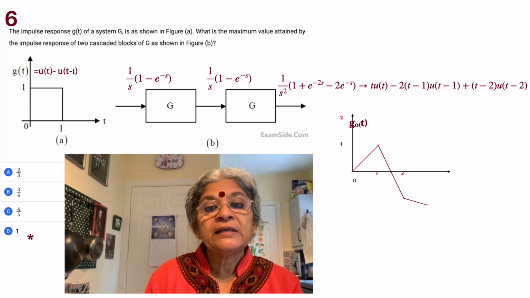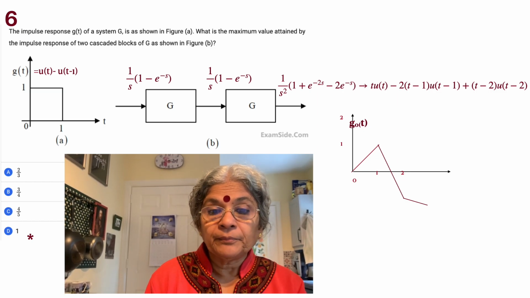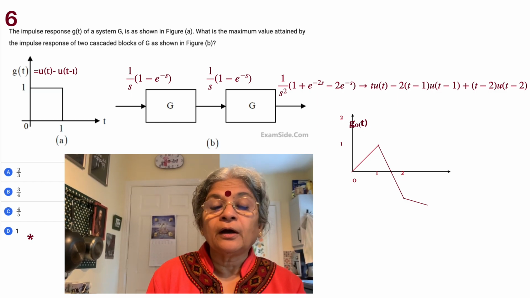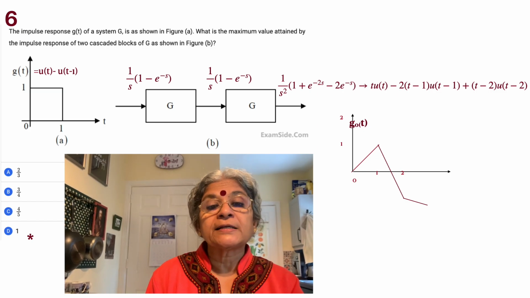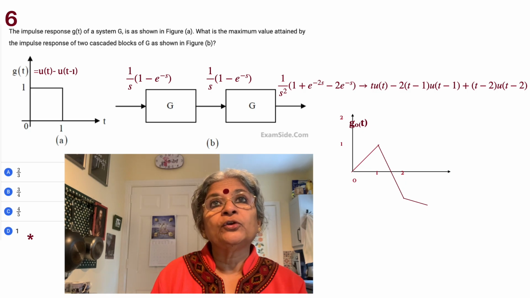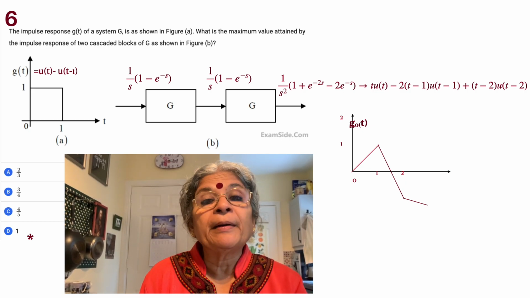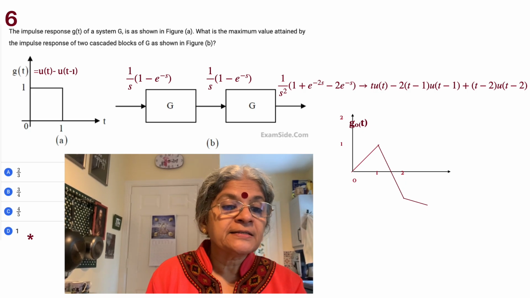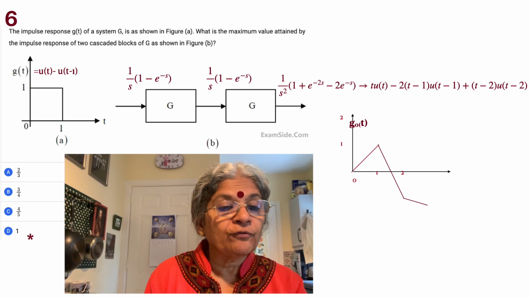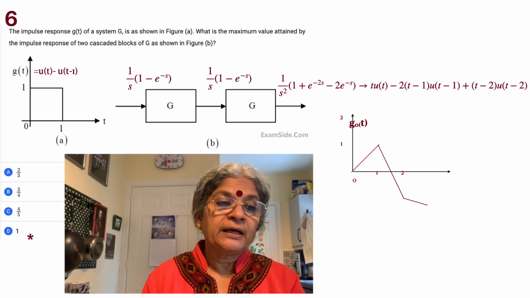Okay, so we see that we are having what is called a quantity for the output from the two cascaded blocks, which goes up to 1, and then it is always going to be negative in nature. In other words, the maximum value is equal to 1. The given values are 2 by 3, 3 by 4, 4 by 5, and 1. So 1 happens to be the best of the lot, and it's the only answer that's possible. Okay, so let's move to the 7th question.